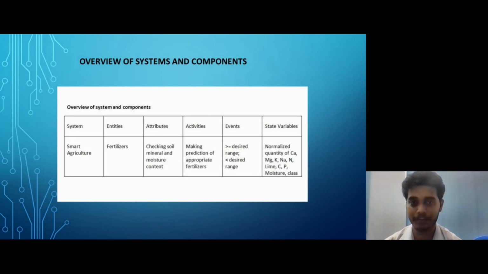Now, the state variables that are used in our dataset are the normalized quantities of calcium, magnesium, potassium, sodium, nitrogen, lime, carbon, and phosphorus. We have also used soil moisture, and we have also used a class label that has the list of all the fertilizers that we have used.